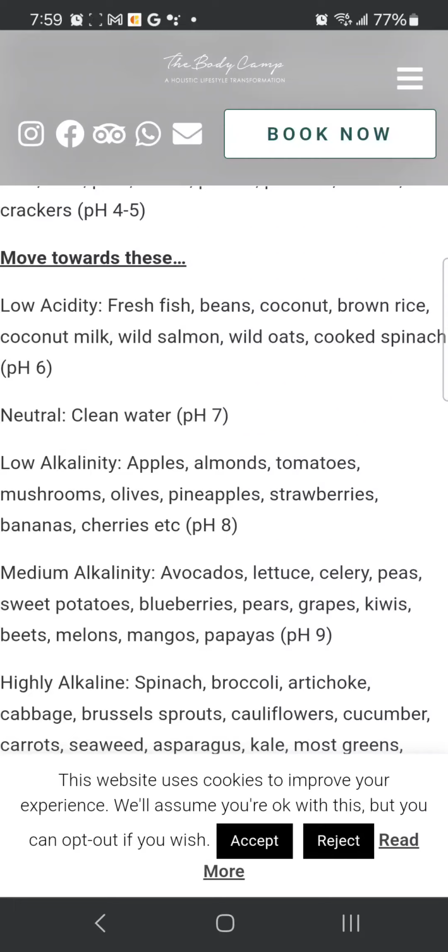So move towards these: low acidity, fresh fish, beans. I don't know about beans necessarily, because beans always have pork in them. They always have pork and beans. So I don't know. Watch out for the beans. And then coconut, real good for you. Brown rice, not so good for you. Just stick to white rice. Coconut milk, I don't know. Wild salmon, really good for you. Wild oats, really good for you.